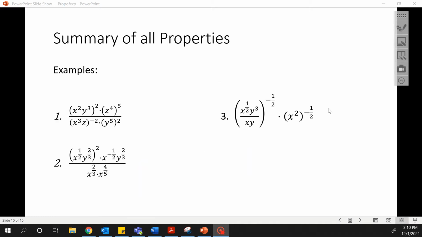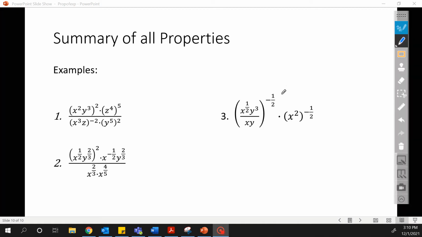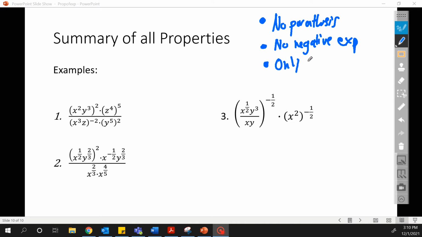Now we have a couple of examples that have basically all of the properties, and we want to simplify using all of the properties. One thing to keep in mind when you're using all of the properties, you have to satisfy 3 conditions for it to be simplified. There can be no parentheses. There can be no negative exponents. And there can be only one of each base.